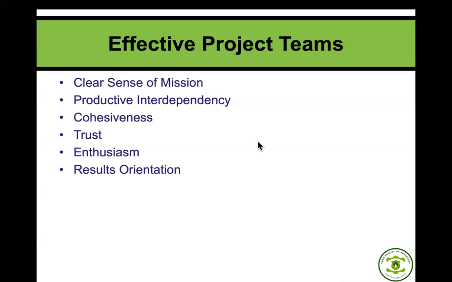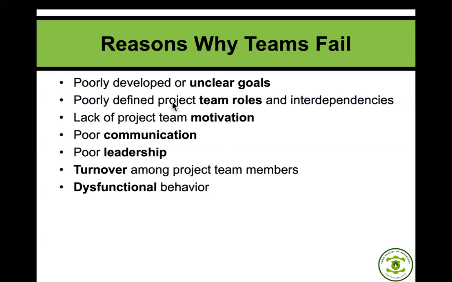Then the last one, resource orientation. The most effective teams will keep a focus on achieving what? Their resource. Whatever is happening, focus must be there so that everybody will be working towards achieving that particular goal. So even if you have a clear sense of mission and you are not resource-oriented, what you will be doing will not lead to the achievement of the mission. Despite these particular characteristics of ensuring that teams are effective, some teams may fail despite all of this because teams may have poorly developed or unclear goals.